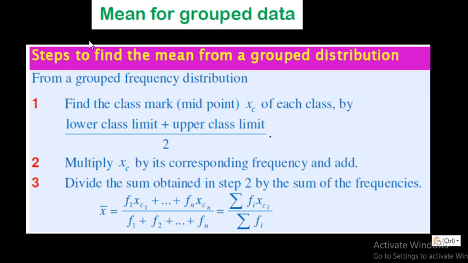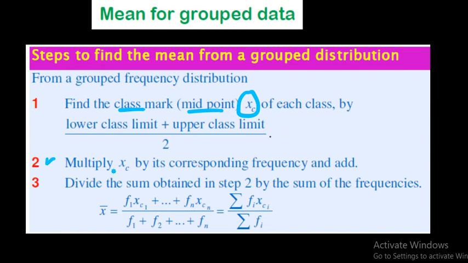So as you see the steps here, to find the mean from a grouped distribution, the first step is to find the class mark or class midpoint, which is represented by XC. How to get the class mark or the midpoint? Take the average of each class: lower class limit plus upper class limit, divided by 2. That's going to be the representative data of each class.